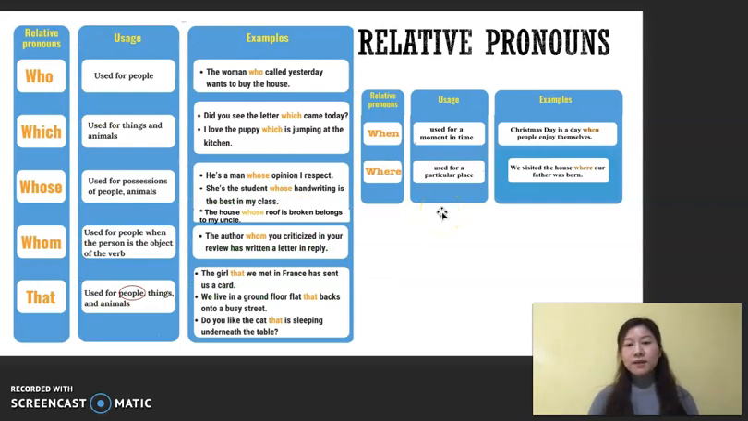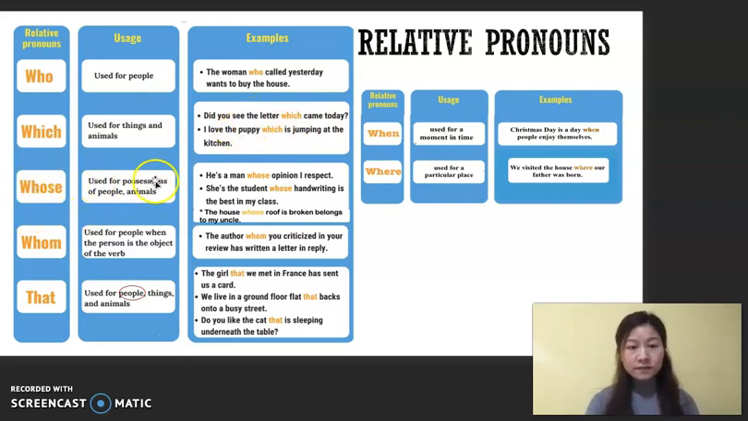Next, I'd like to talk a bit about relative pronouns. You would need to know all these relative pronouns: who, which, whose, whom, that, when, and where. The usages are like this. Who is used for people. The example here, the woman who called yesterday wants to buy a house. Which can be used for things and animals. Did you see the letter which came today? Or the puppy which, so we're referring to the puppy here.